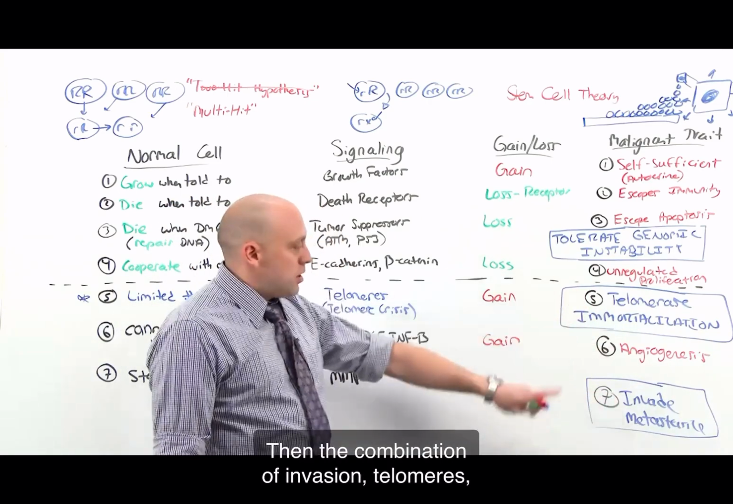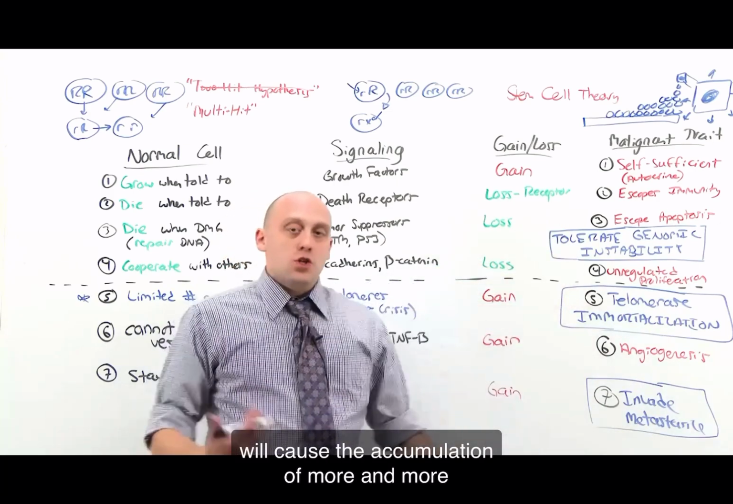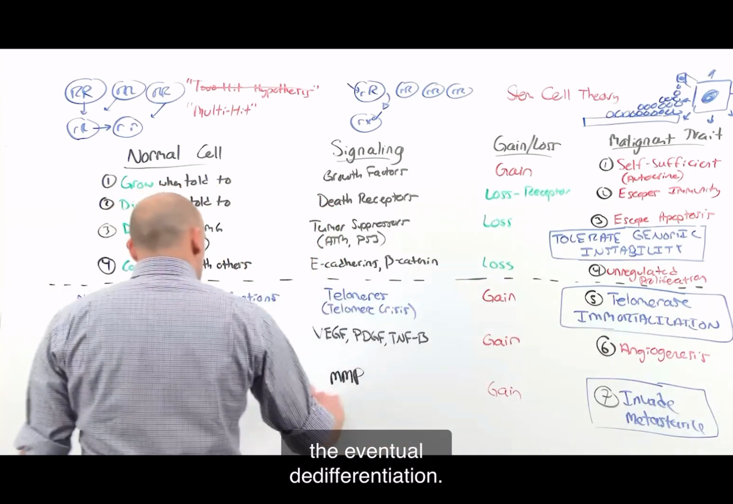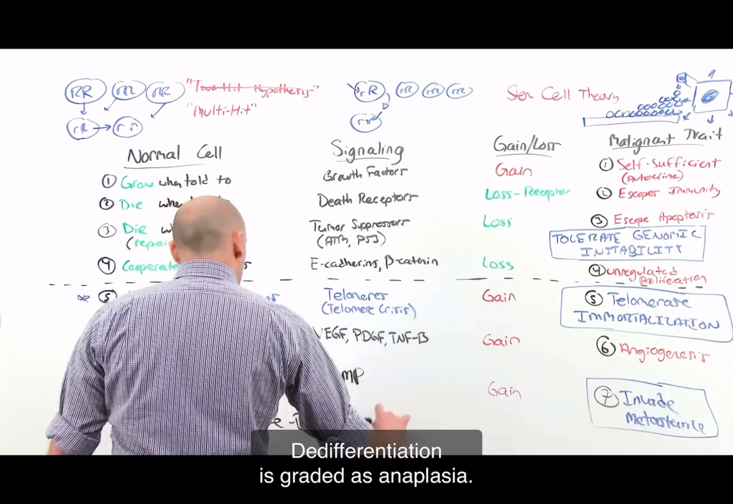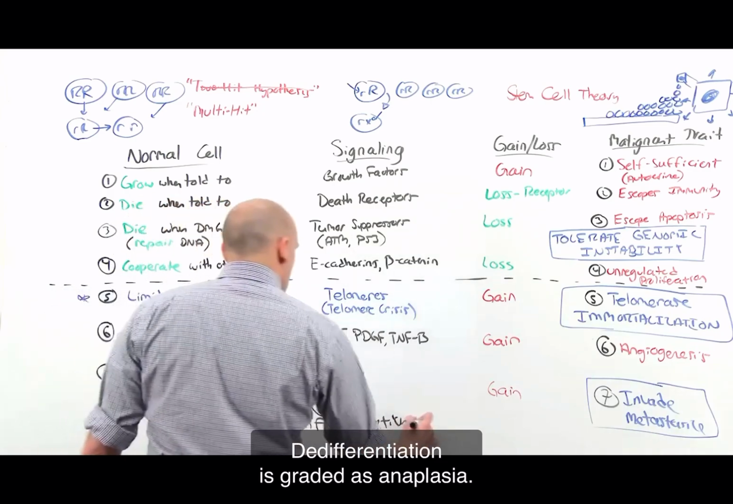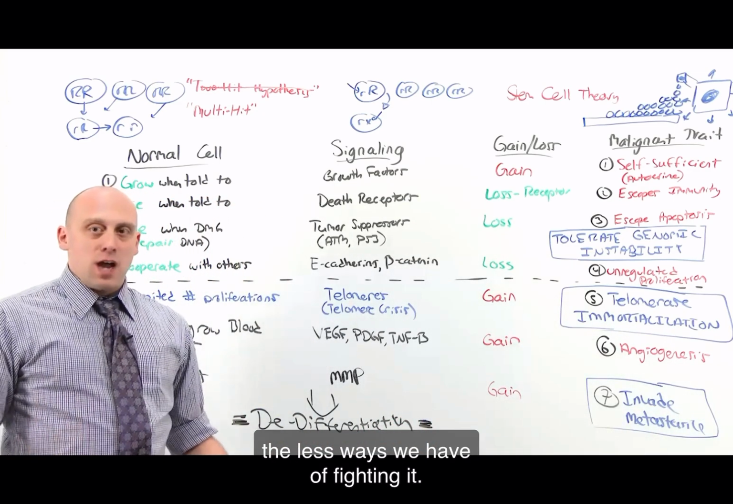Then, the combination of invasion, telomeres, and tolerance of genomic instability will cause the accumulation of more and more and more mutations, which will lead to the eventual dedifferentiation. Dedifferentiation is graded as anaplasia. And the more primordial the cell becomes, the less ways we have of fighting it.